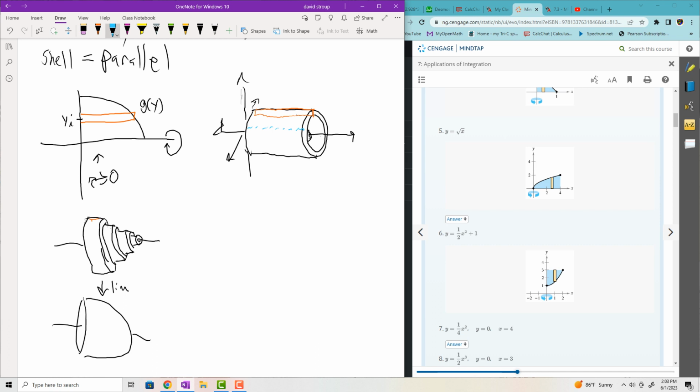If you look around at different books, what you're going to do is cut this shell and then just lay it out flat. So I cut it along that blue dashed line, and then I'm going to unravel it and lay it out flat. And then it becomes a rectangular solid, and I could figure out the volume of that just by doing length times width times height or whatever.